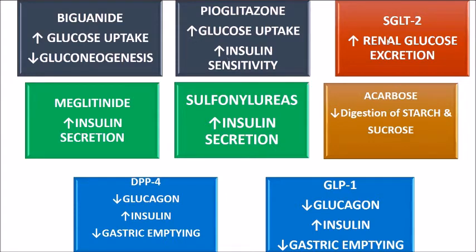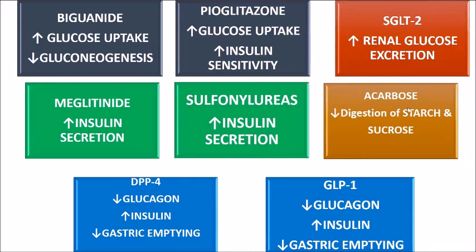We have also the sodium glucose reuptake transporter 2 inhibitor, which basically inhibits the reabsorption of glucose in the kidney. The sulfonylureas and the meglitinides, like repaglinide and nateglinide, increase the secretion of insulin. So they are called insulin secretagogues, medicines which increase the secretion of insulin.